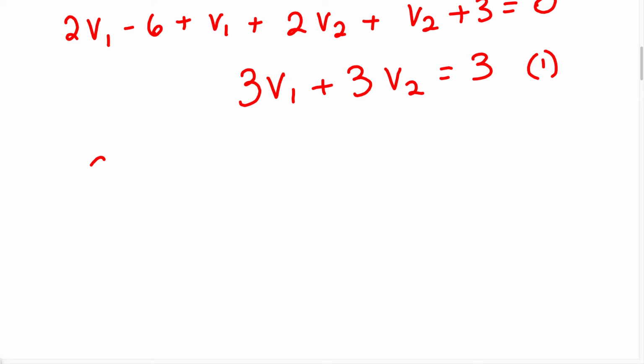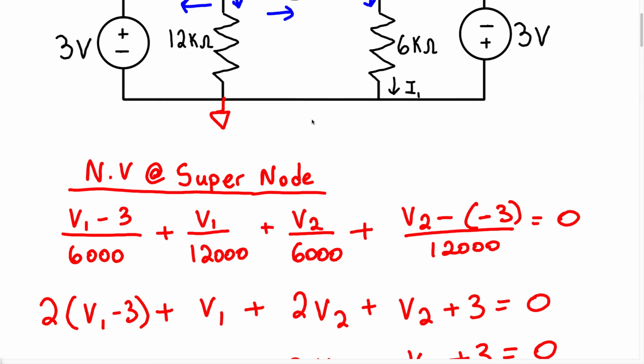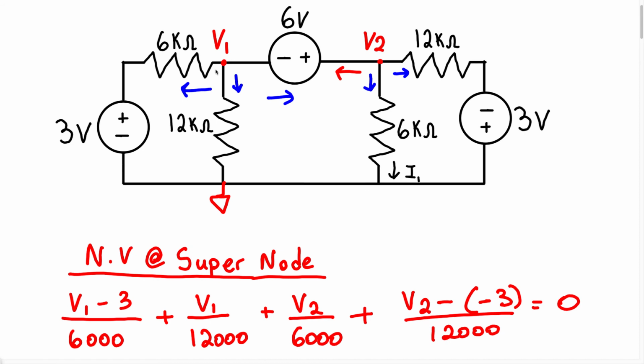So for our constraint equation, we're going to have V2 minus V1 equals 6. So this is going to be our second equation. Now when we look at this, we needed 2 equations because we had 2 nodes we were supposed to find the node voltage equations for.